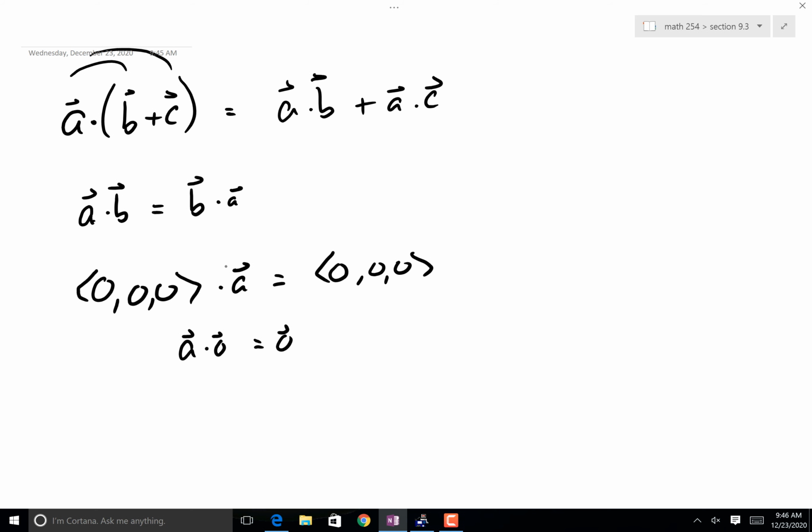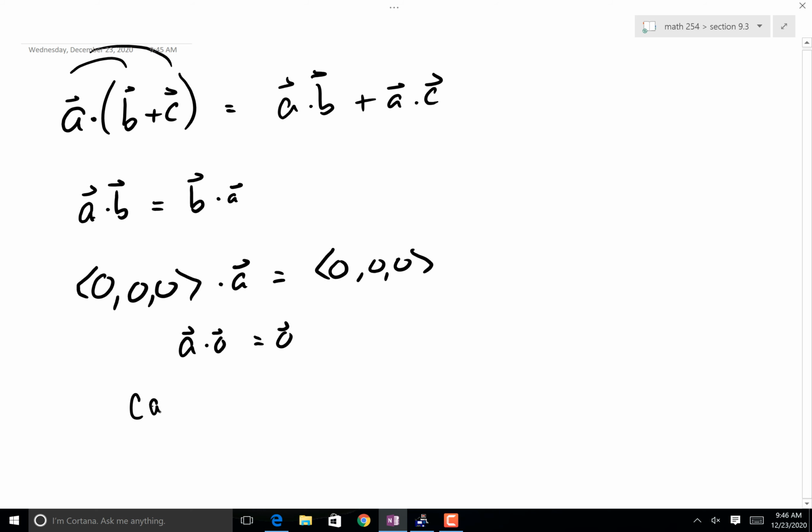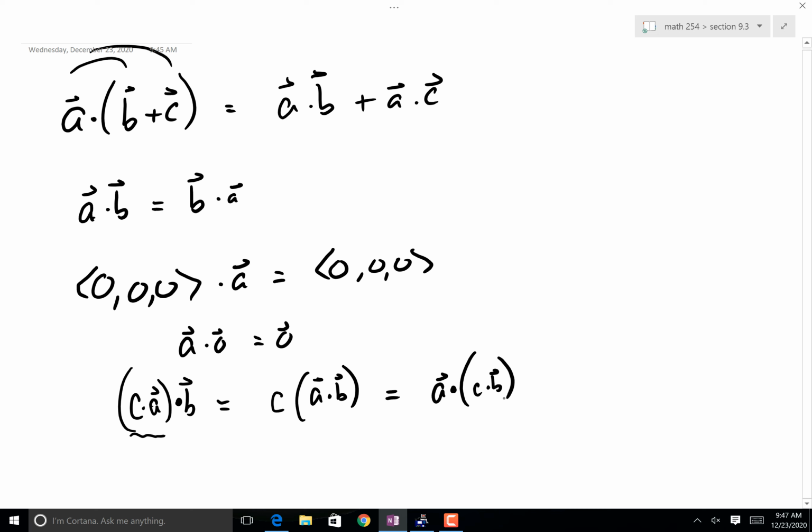And then you're like, well, what if you had a scalar times A dotted with B? Because remember, this is a vector times a vector, so that's going to be a dot product. This is just straight multiplication. Would that be the same as taking the scalar times the dot product? And of course the answer is yes, of course it would be. Yeah, of course it's the same, okay? And would it be the same if you multiplied the scalar by C first? Of course it would, okay? Of course that's the same.